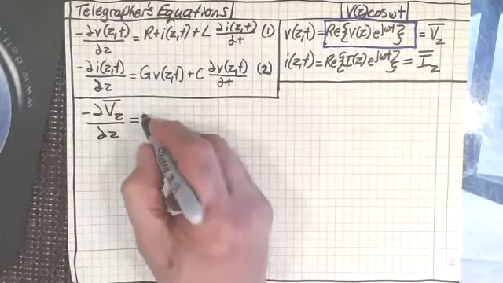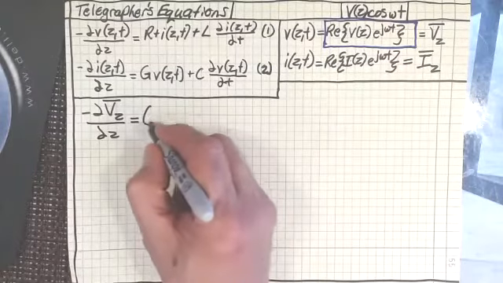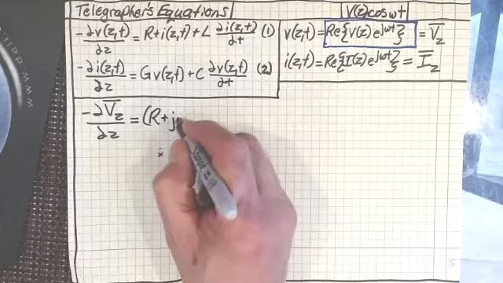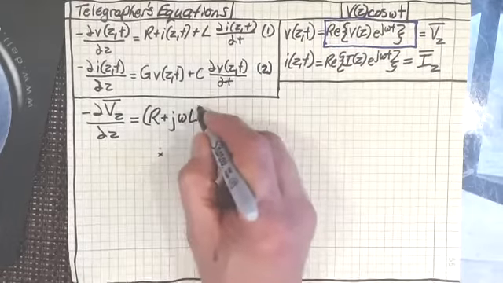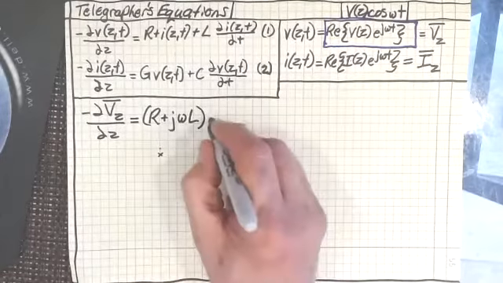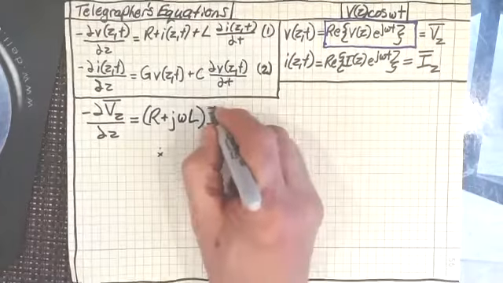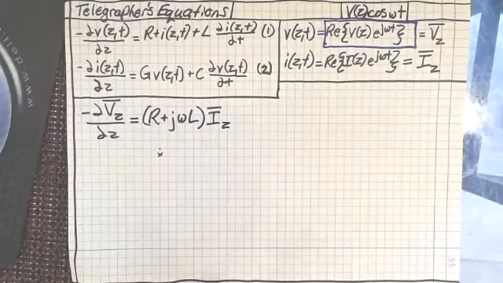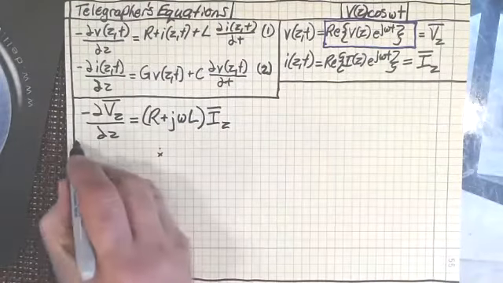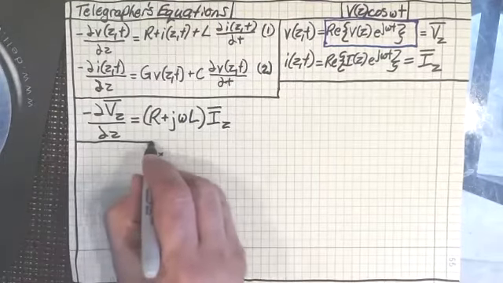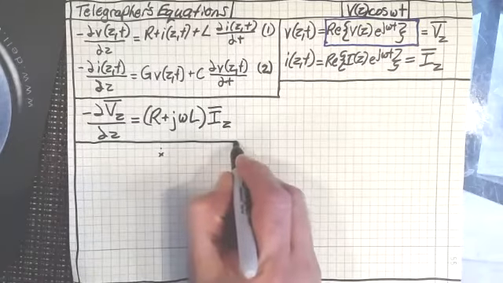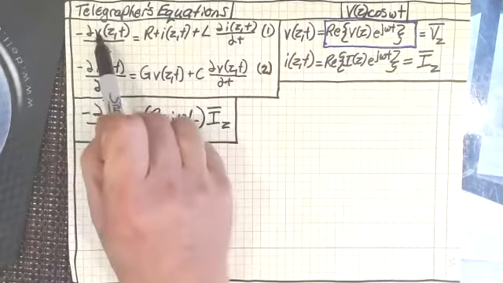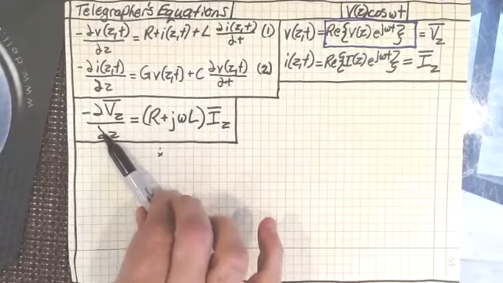equals, right? R plus j omega L times I bar sub z. I'm going to give you a second to look at that and to make sure that you understand how I got from here down to here.